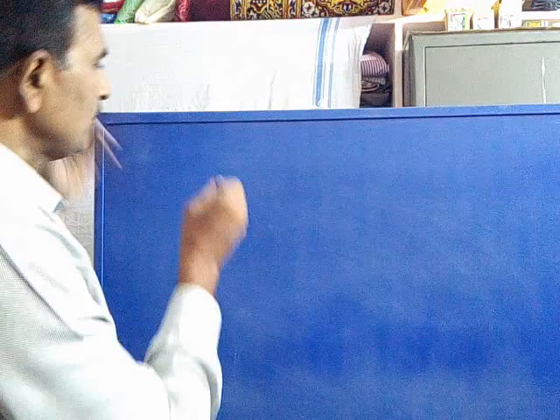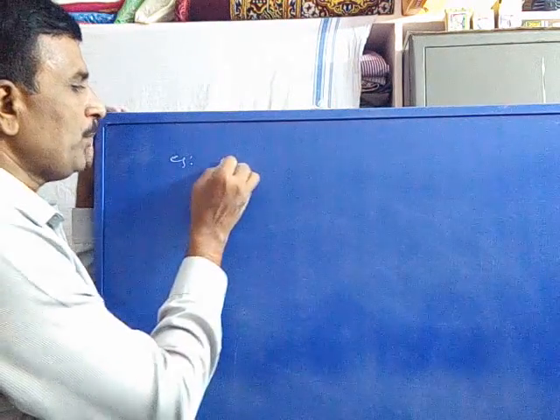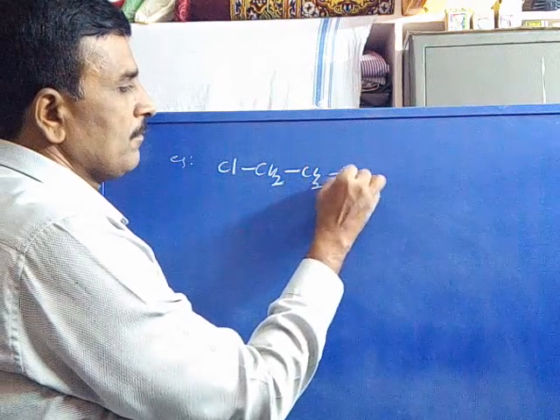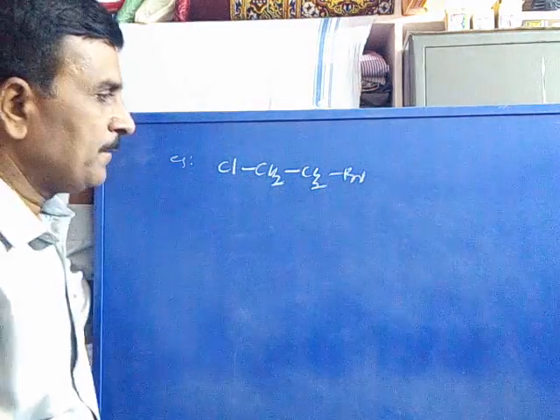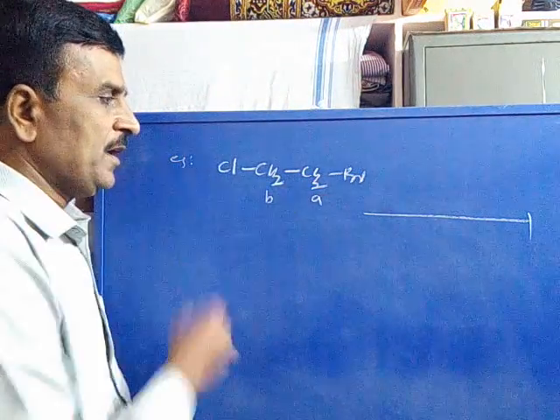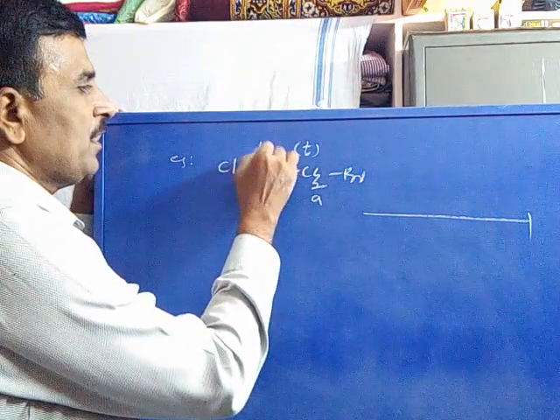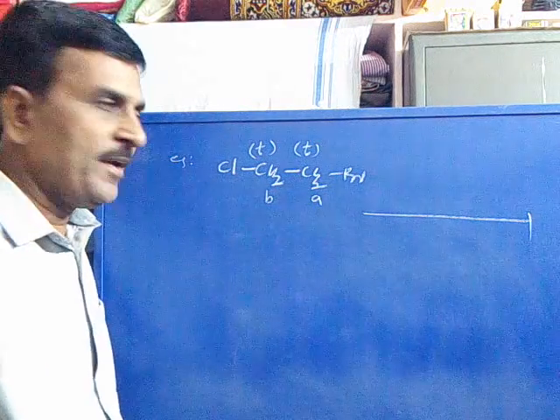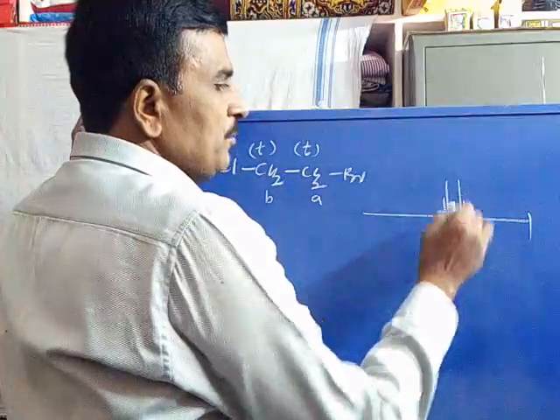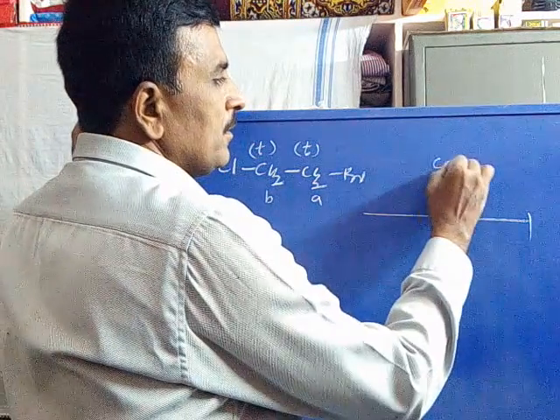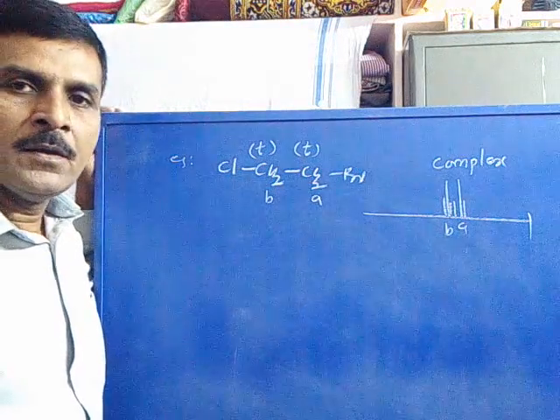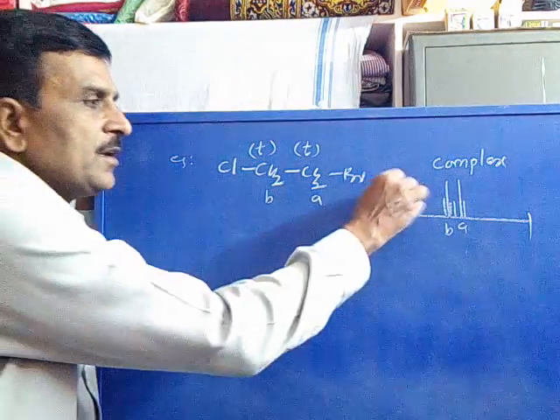Now you can see a simple molecule, chlorobromoethane. It has 2 carbons, A carbon and B carbon, both triplets. Now if we record its SFORD spectrum, we can observe there is an overlapping, which is complex. So this is not useful.